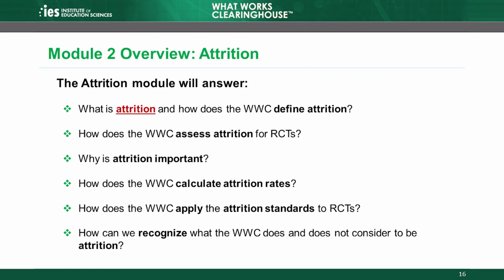The second module introduces the concept of attrition, which is the loss of participants from a research study, and explains how the WWC assesses attrition for RCTs. This module discusses how the WWC defines attrition and why attrition is important. We also walk through how to calculate attrition rates, apply the attrition standards to RCTs, and recognize what the WWC does and does not consider to be attrition.